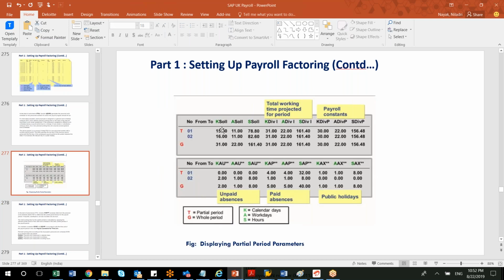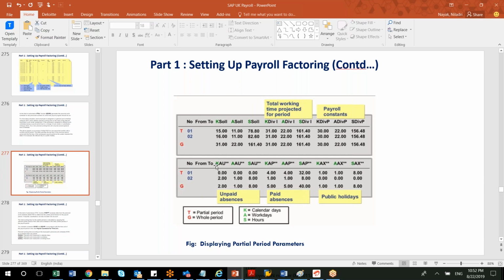So what does it mean? This KSOLL, ASOLL, these are different field names, or constant names you can say. Like in the payroll constant table, these are maintained. Wherever you see a constant starting with K, those are actually the calendar days.